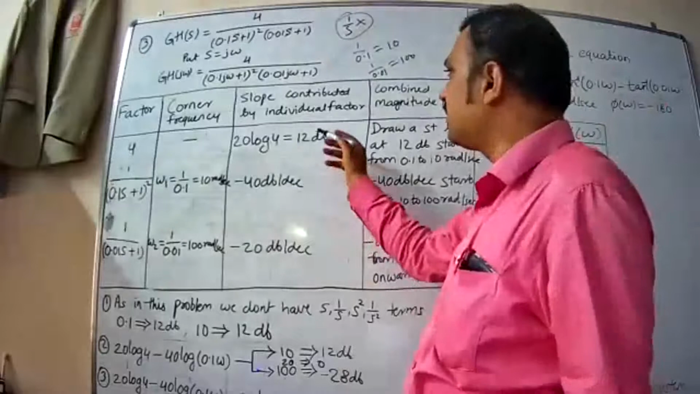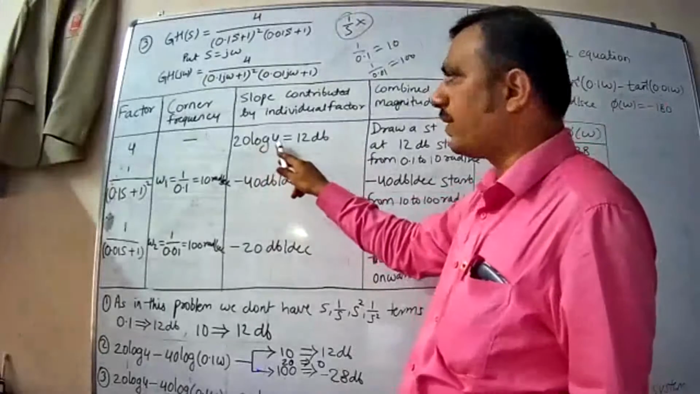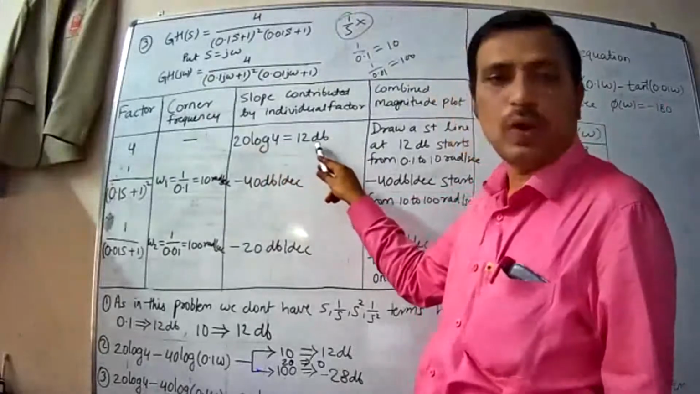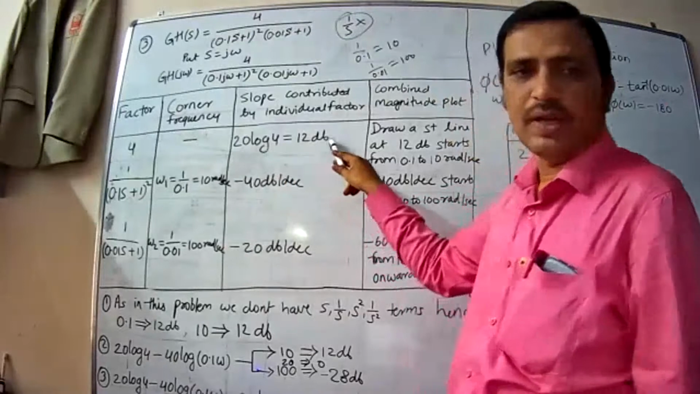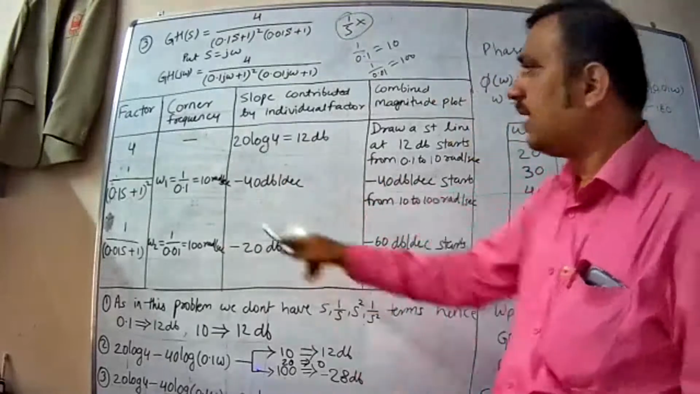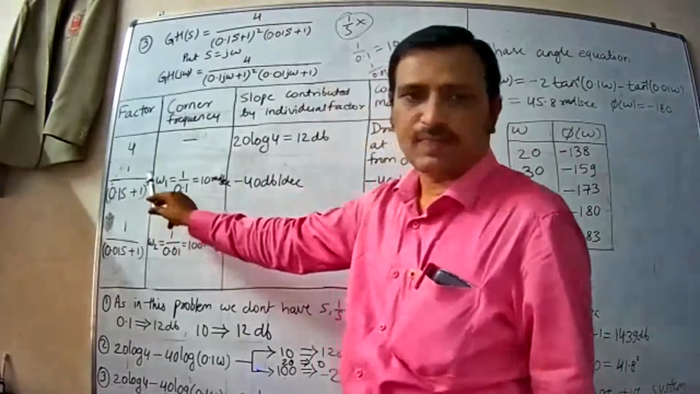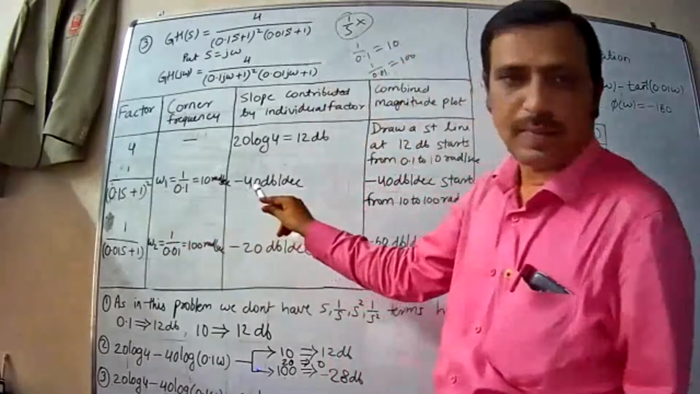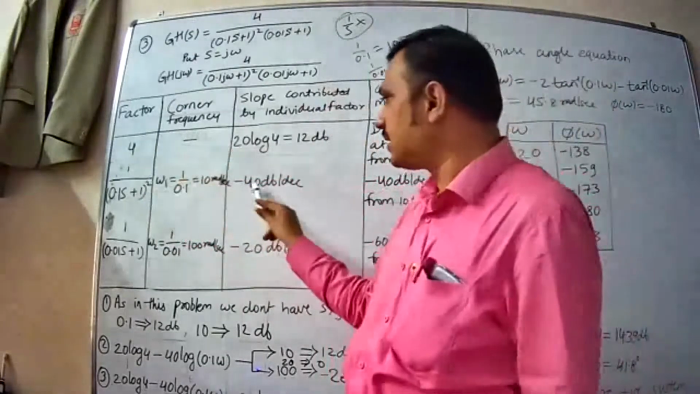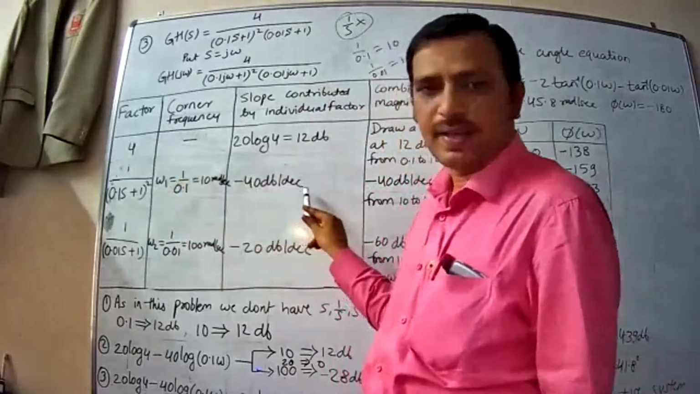What is the slope contributed by the individual factor? That is 20 log 4. 20 log 4 is around 12.04, but I have taken the round figure here, 12 dB. And as we have s to the power 1 but here the square is there, actually I would take minus 20, but because of the square, I have taken minus 40 dB per decade.